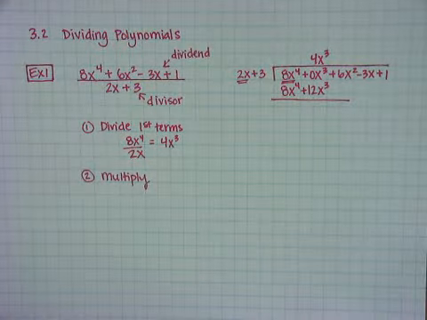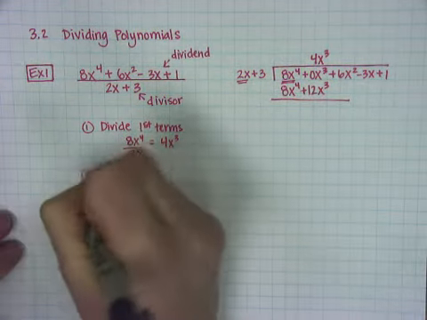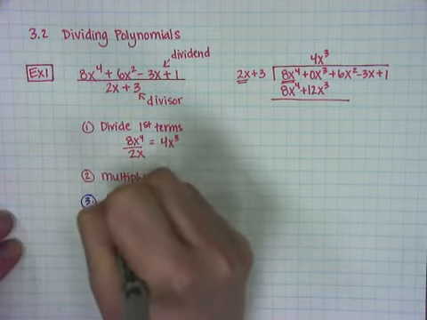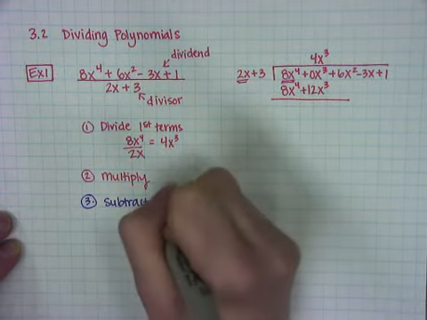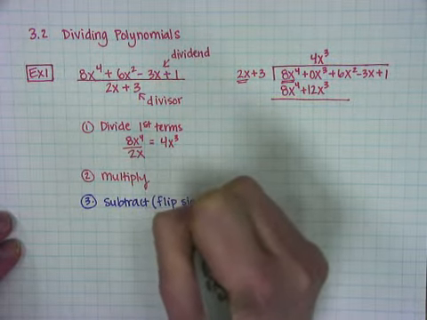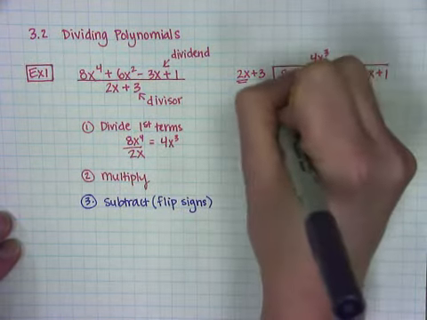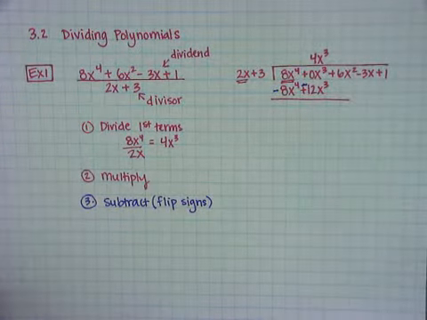Now, after I multiply, this is sort of a tricky step. The third step in long division is to subtract. Normally you would just subtract the numbers. What's going to happen here, though, when I'm subtracting a polynomial is you're going to flip all of the signs. So this was a positive, I'm going to make it a negative. This was a positive, I'm going to make it a negative. I'm going to flip all of those signs.